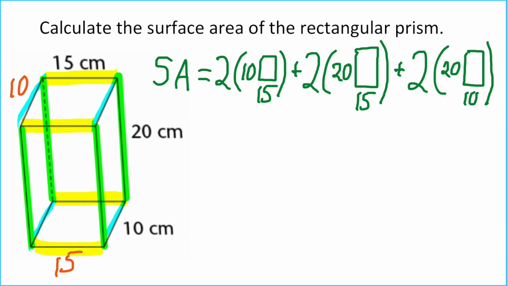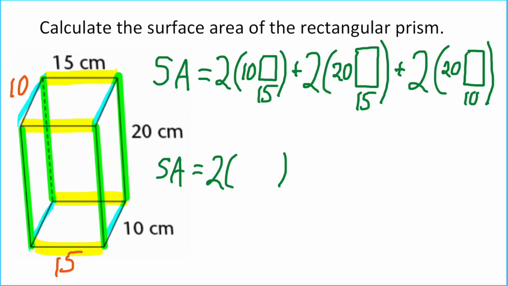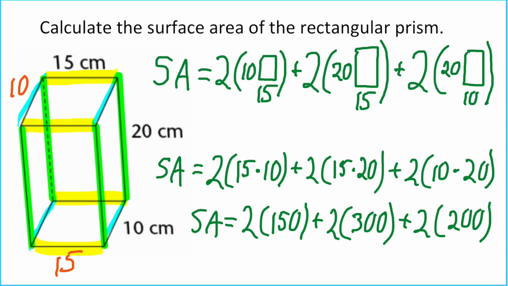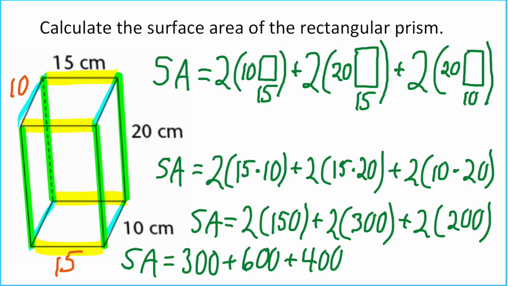But let's move on to writing our area formulas now. So below each shape that we drew, we want to go ahead and write the area formula. For a rectangle, that's going to be base times height. So the first one, we're going to go ahead and write 15 by 10, and then finish it off, 15 by 20 and 10 by 20. All right, after that, we just calculate and add all this stuff up. So we get 2 times 150 plus 2 times 300 plus 2 times 200, and go ahead and simplify that down.